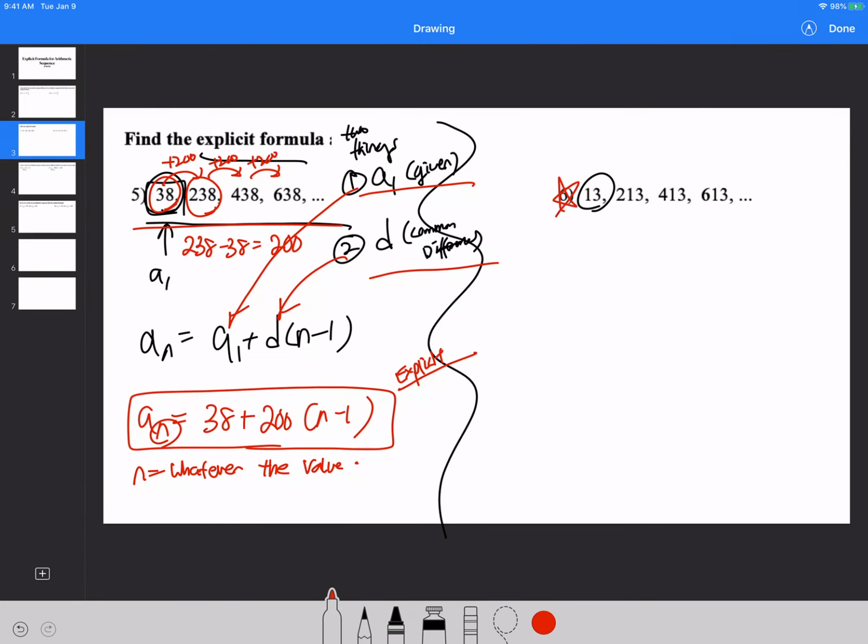Pause the video and try number 6. For number 6, a sub n is equal to 13 plus, the difference is 200 once again. Wow, that is such a boring question, but that's what it's going to be.